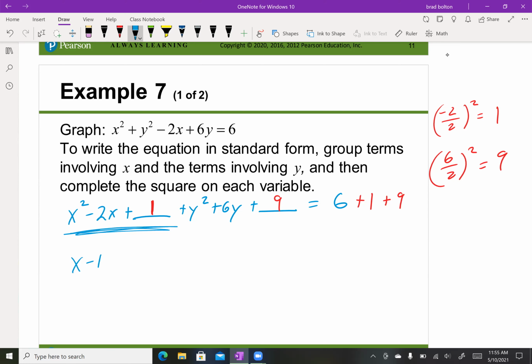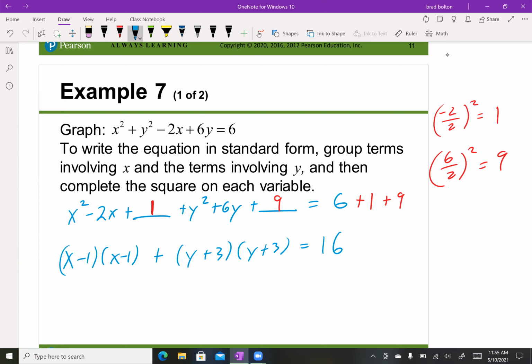This would be x minus 1 squared. I'll write it out for you guys and then we'll fix it, just so I don't skip too many steps. So this will be x minus 1 times x minus 1 if I factor it, plus y plus 3 times y plus 3. And remember, that's the point of completing the square, it should be perfect. Okay, so now this becomes x minus 1 quantity squared plus y plus 3 quantity squared equals 16.